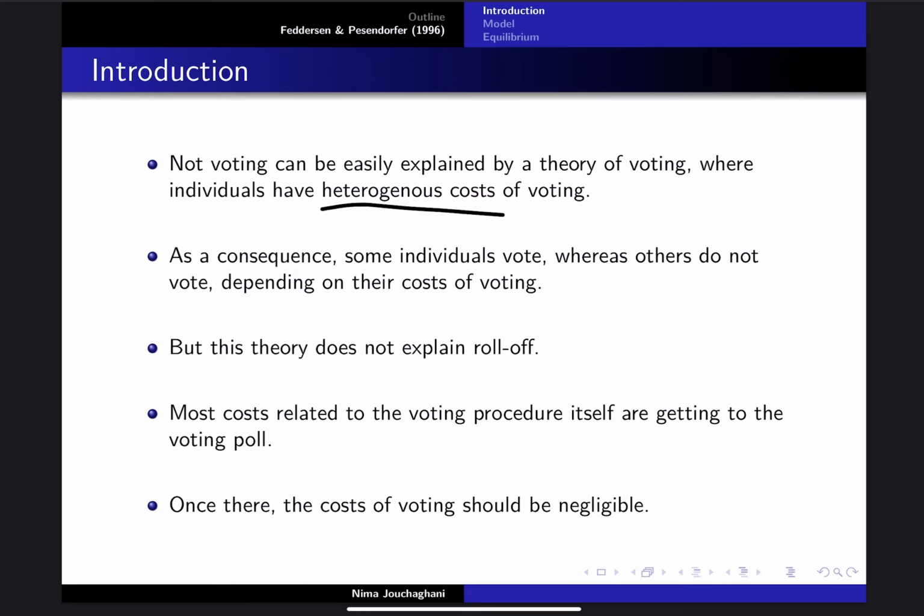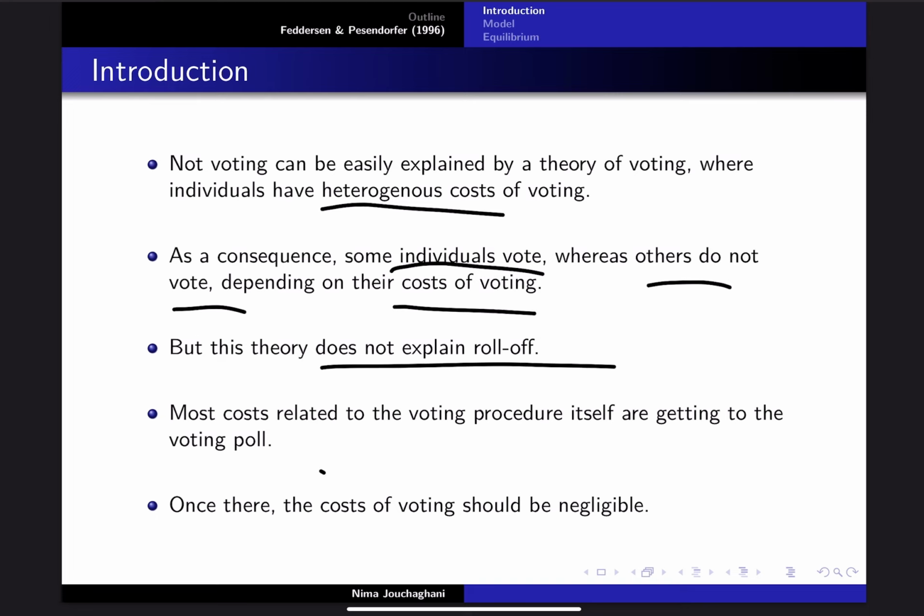Yes, so a consequence of this is that some individuals vote and others do not vote, and it depends on their costs of voting. But if you consider this theory, it does not explain roll-off, because roll-off is a situation that happens once you are already at the voting poll. Yes, so you already decided to go to the voting poll.